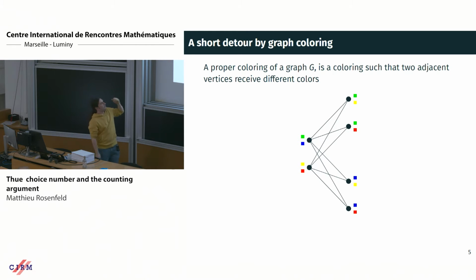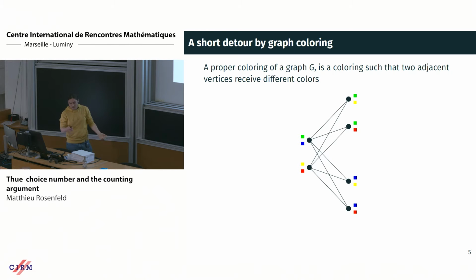However, if we look at this particular choice of lists, actually it's not possible to provide a proper coloring. So how can you see that? Well, first look at the vertices on the left. For instance, if they take the colors green and yellow, then I cannot color the vertex on the top right. Now, if they take green and red, then you cannot color the second vertex on the right. If they take blue and yellow, you cannot color the third one. And if they take blue and red, you cannot color the last one.